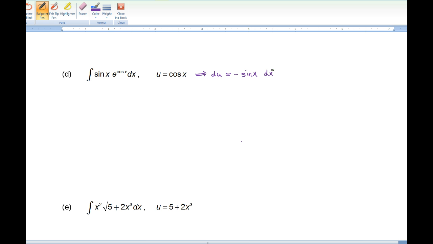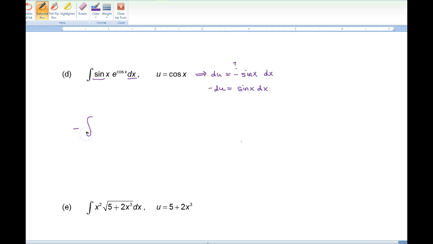Okay, take a look at what we have. We have a sine, and we have a dx, but there's no negative in front. So basically, we are just going to put it there, because negative du is equal to sine x dx. Now, do I really want to put the negative right in front of du? No. I'm going to take that coefficient of negative 1 and move it all the way to the outside of the integral. So it's going to look like this.